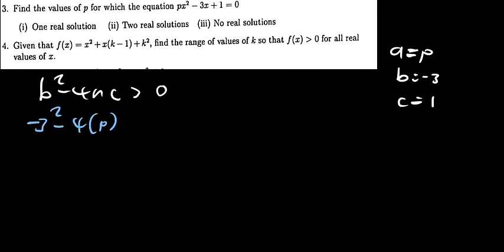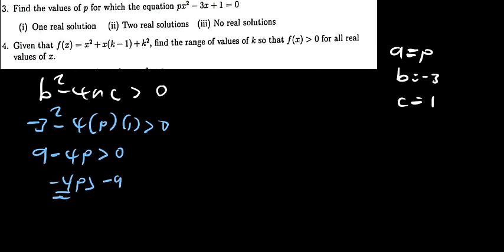What if we have got two real solutions? The discriminant has to be greater than 0. So I'll have b squared minus 4ac greater than 0. So b is negative 3, we square it, 4a is 4 times 1 times p, greater than 0. So it will be 9 minus 4p greater than 0. Shift this to the other side: negative 4p greater than negative 9. Divide both sides by negative 4.